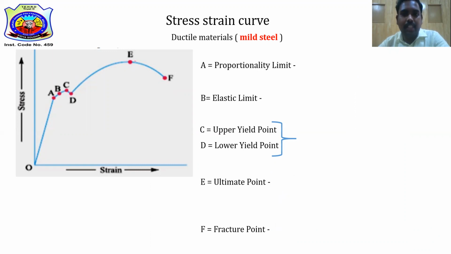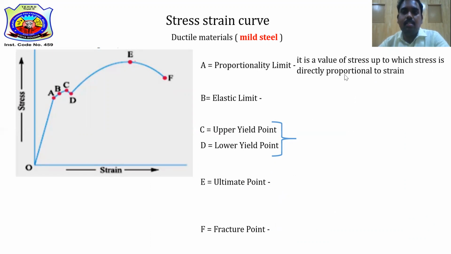As the name itself says, proportional. That is nothing but stress is proportional to strain. Stress is proportional to strain up to point A. From origin to point A, stress is proportional to strain. So it's a value of stress up to which stress is directly proportional to strain.